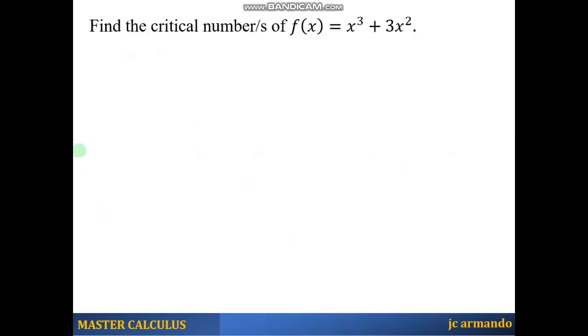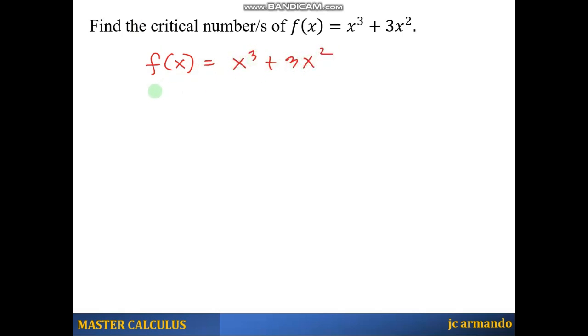So, kumuha muna tayo ng critical number before we solve problems. Find the critical numbers of f of x equals x cubed plus 3x squared. Napakasimple lang naman yan. So, we have f of x equals x cubed plus 3x squared.